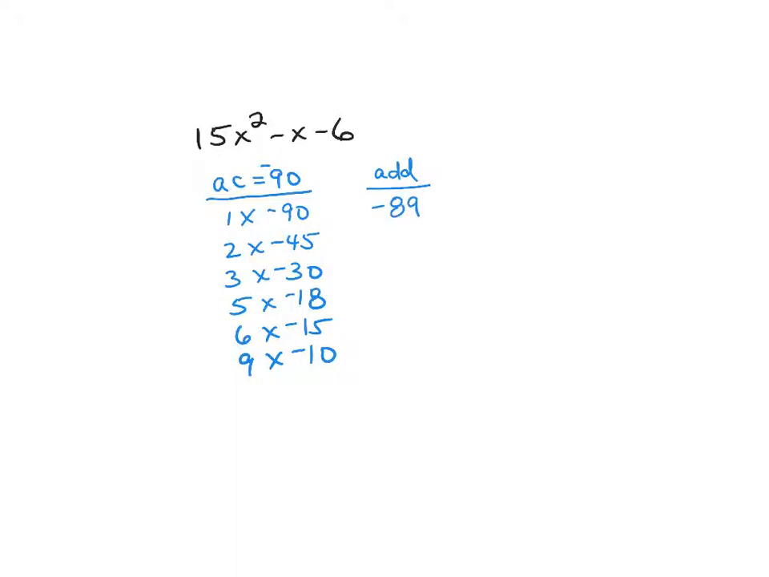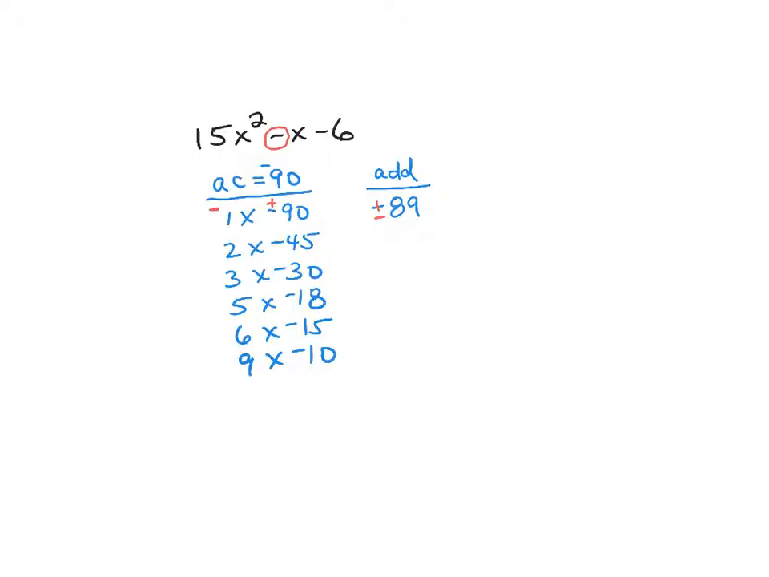Now, one thing I do need to say here, remember, if I wanted to, I could have had this be a negative 1 and that be a positive 90, because that's still going to give me a negative 90. If I did that, that would have given me a positive 89. This actually could be a positive or a negative 89. I'm going to end up wanting to see if it's a negative out here, which is why I'm doing the negatives all the time, but either one of those would work.